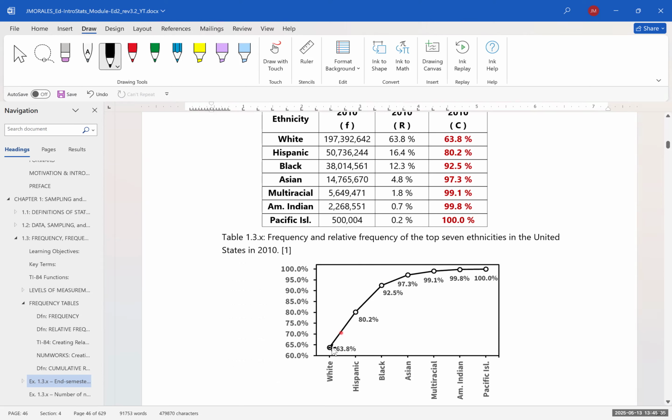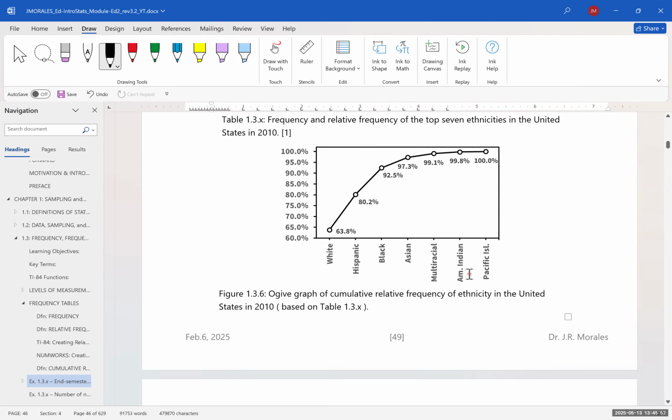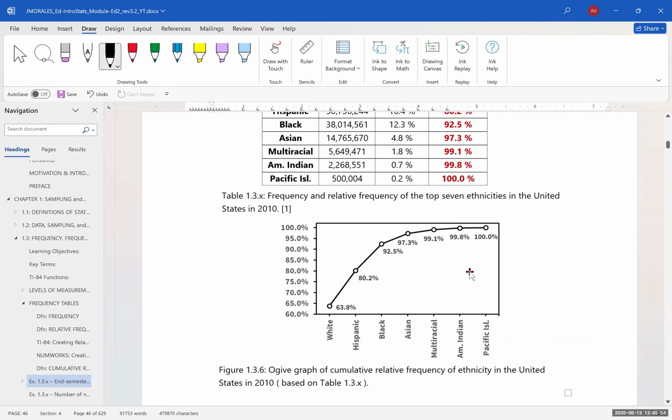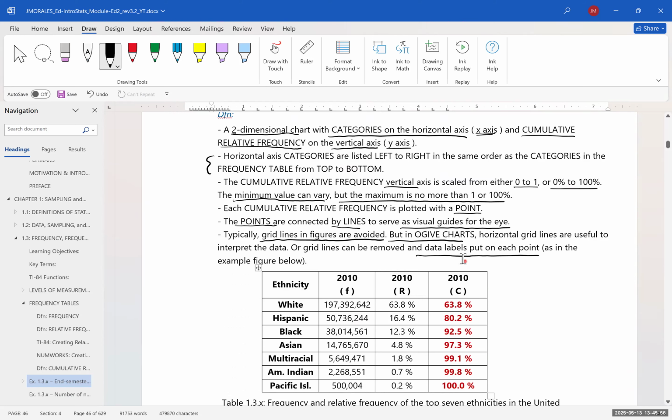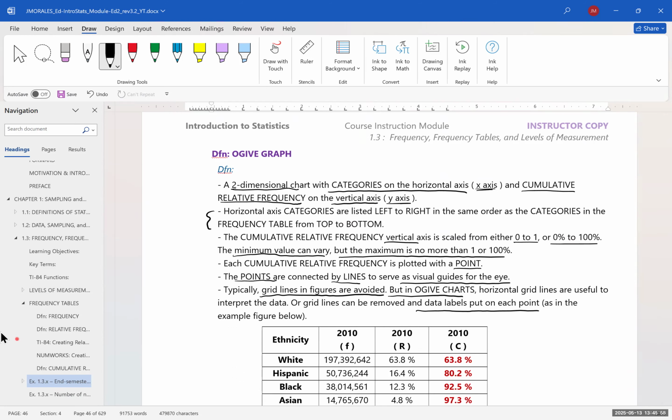And these lines drawn between the points just serve as visual guides for the eye, so that you can see this pattern of it increasing and then leveling off to 100% here. So that's the definition of an ogive graph. Let me know if you have any questions.